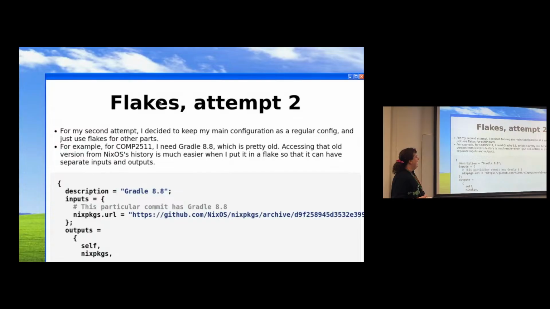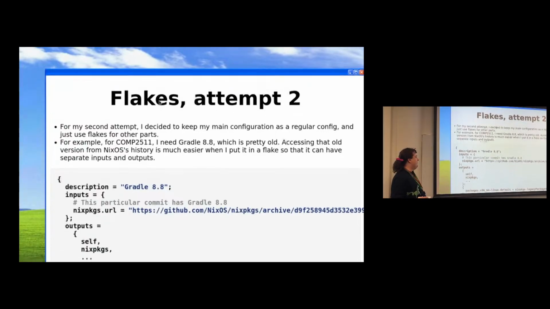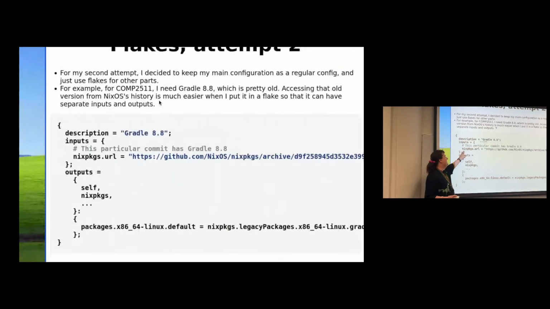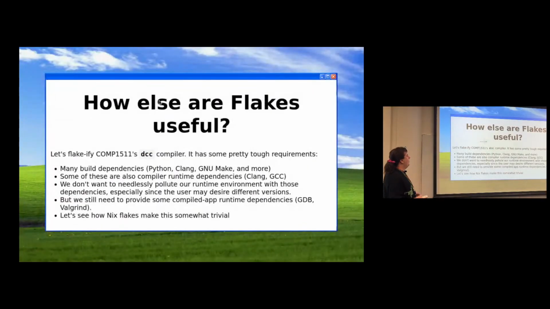Problem being, accessing that is really, really painful. I had to go and find this random commit hash, it goes off the end of the screen, and that's the specific commit within the package repository that contains Gradle 8.8. It's neat that I was able to do this and get it working, but not all that pleasant. But at least I could keep it isolated from everything else, as opposed to having to have that throughout the rest of my code.